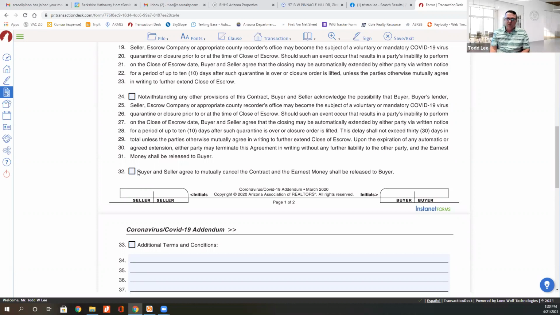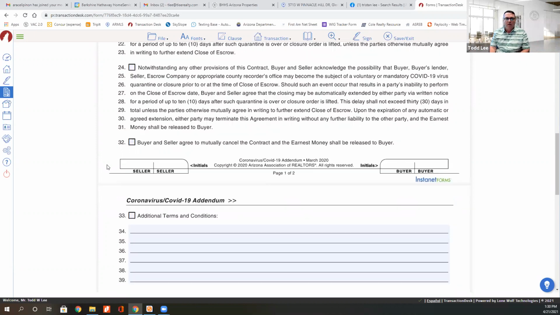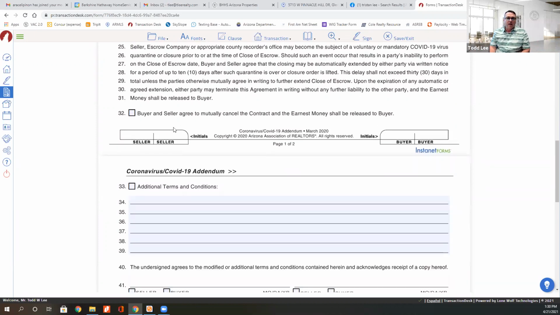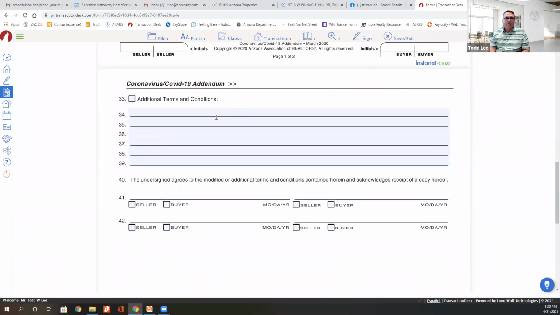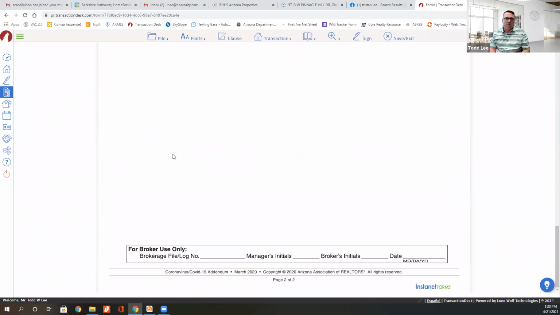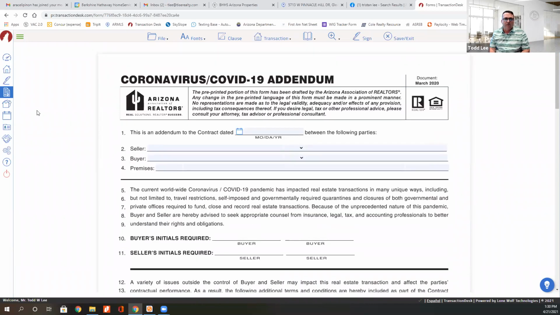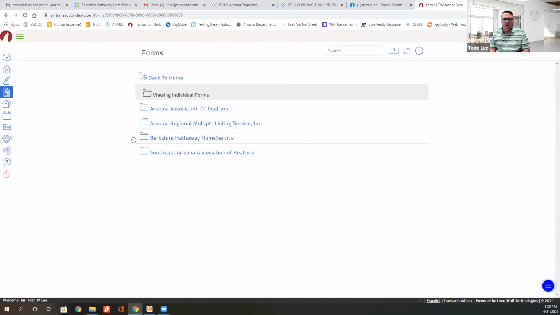I mean, it is a protection to some degree, and again, hopefully we'll be getting past all this and we can forget all about this virus and it can be just something of the past and we don't have to worry about it. And then you could use this form to actually cancel the contract. Buyer and seller agree to mutually cancel the contract, and earnest money shall be released to the buyer. So you could use it for that term as well. Additional terms, you can put additional terms into it. So again, hopefully this is a form that we are not going to be using much anymore.